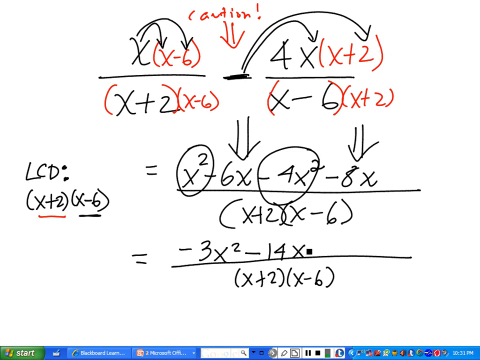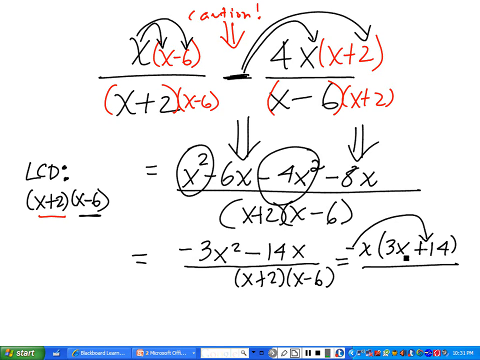Now, can we factor the numerator? It looks like we can. We can take out an x or a negative x, and that gives us 3x plus 14. Why is it plus? Because if I took out a negative, then that negative times that positive will give me back this negative here.